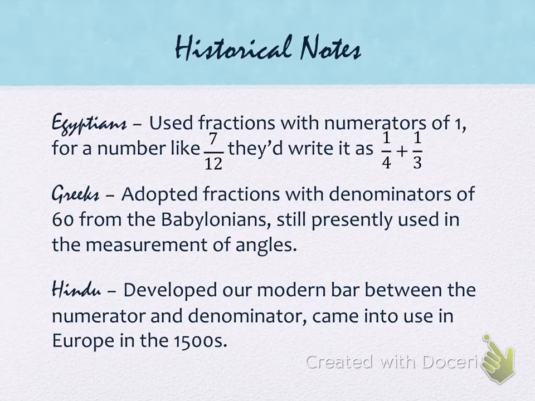It's different, right? The Greeks adopted fractions with denominators of 60 from the Babylonians. This is still what we use when we measure angles, right? 60 degrees, 360 degrees in a circle, that kind of stuff. Portions of the number 60. And then the Hindu actually developed our modern bar between the numerator and the denominator, which came into use in Europe in the 1500s.